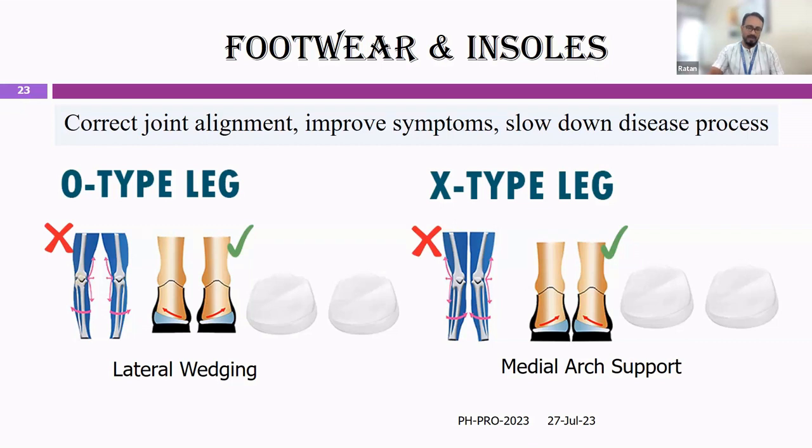So if the condition is there, surely they might end up with either a bow leg or knock knee. This is one of the deformities commonly seen in OA. Knock knee might be more frequent among females, and bow leg might be more frequent in the male population. But in both cases, correction in the footwear or insole becomes a key component in changing the disease process and even slowing it down.